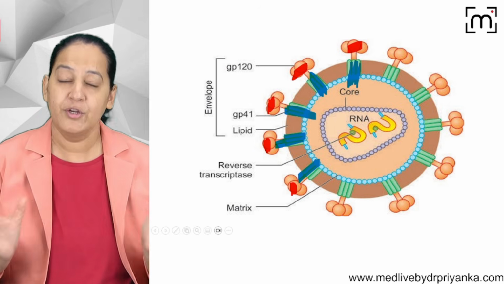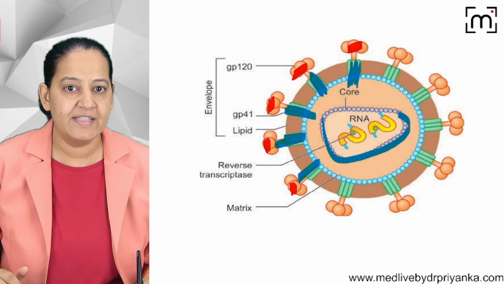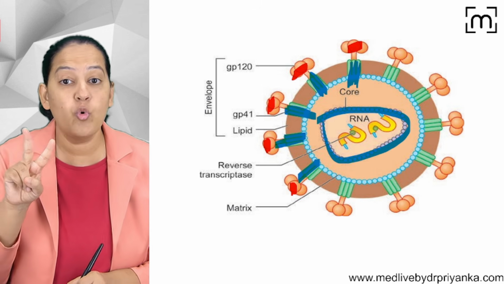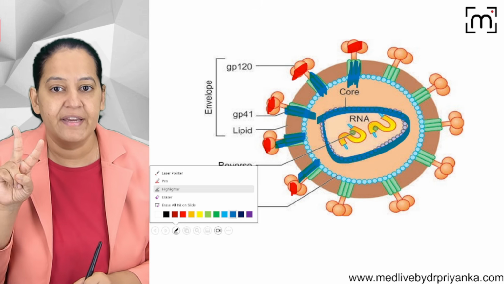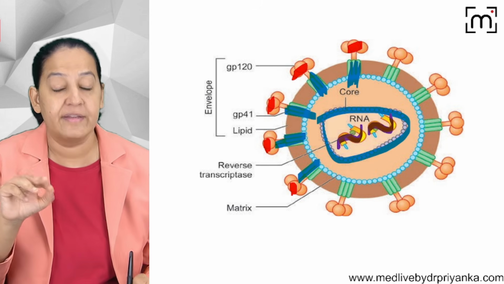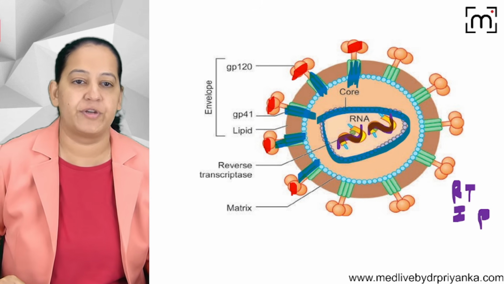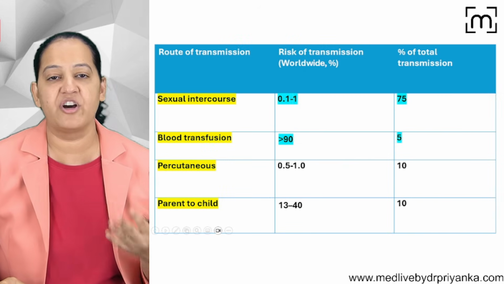On the envelope, you can see the interior, that is the nucleocapsid. Inside the nucleocapsid, 2 copies of single-stranded RNA are present. And along with the 2 copies of single-stranded RNA, 3 enzymes are present: reverse transcriptase, integrase, and protease. These are the 3 enzymes. I will let you know the function of these 3 enzymes.